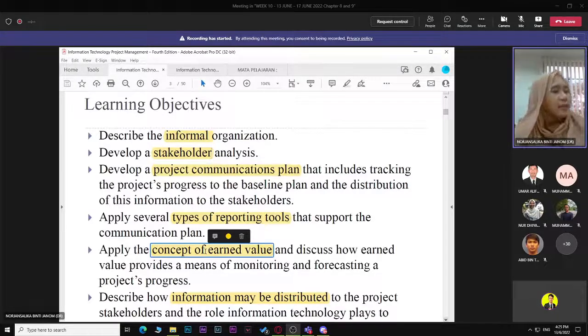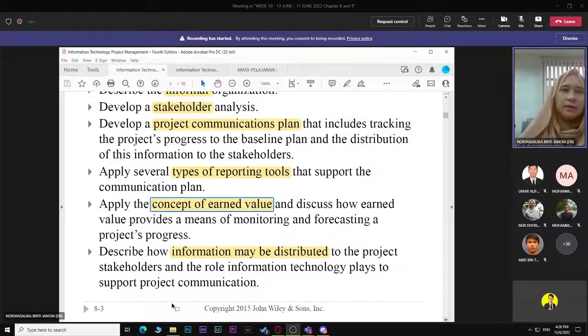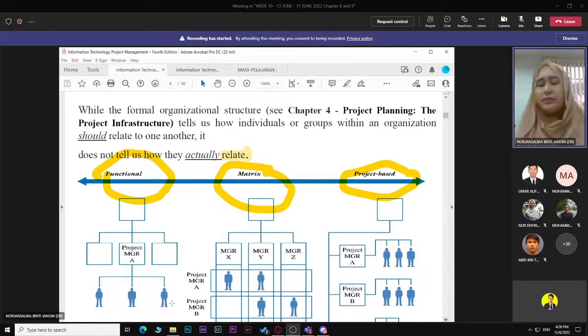I believe that your lecturers, Puan Nazira, Cik Nazira and also Cik Farah, actually already briefed you on how to do the tutorial regarding the earned value, right? Okay, and also how the information may be distributed, how IT will be used to help you disseminate the information. The progress report, for example, how to share and update information regarding the project. Okay, how the technology will be used, that one we will learn towards the end of the chapters. Okay, any questions so far?